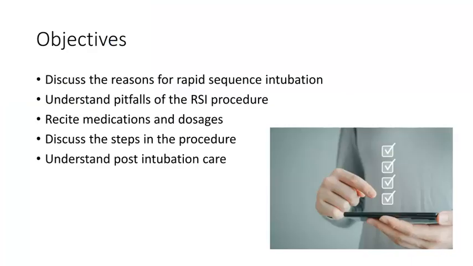In our time together, there are a few things that we will discuss. First of all, we will discuss the reasons for rapid sequence intubation. We will be sure to discuss potential pitfalls to the procedure. Because rapid sequence intubation requires potent medications in order to be successful, we will discuss the pharmacology and dosing of the medicines we are using. Of course, we will discuss the steps in the intubation procedure, and by the end of this, you should understand what to do after your patient is successfully intubated.